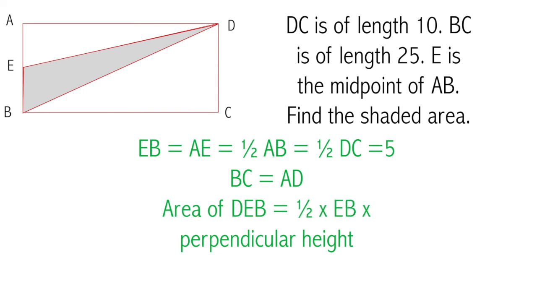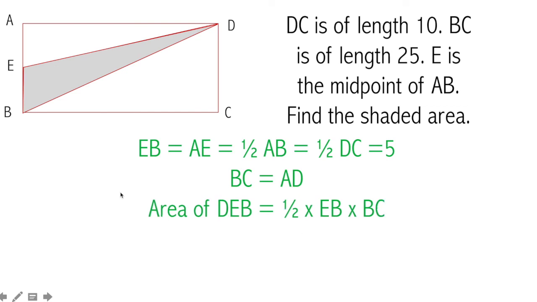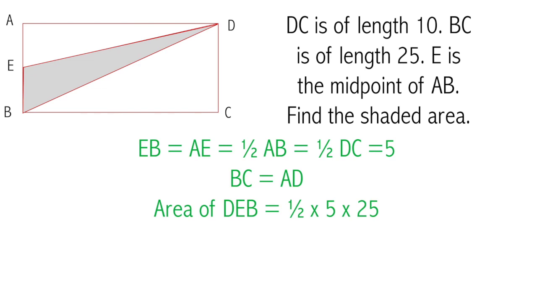So therefore the area of DEB is half into EB, which is the base, and we can take perpendicular height as BC or AD, they're equal, we can take either. We can substitute the values and then we get area of DEB as 62.5. Simple question, there was nothing to sweat about, we noticed.